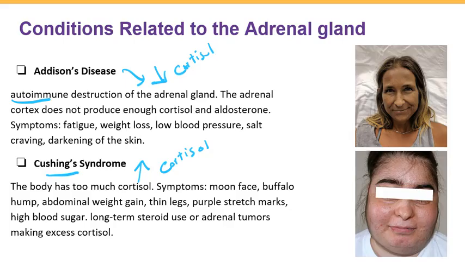Okay, so in summary, the adrenal glands are vital endocrine glands that help the body respond to stress, regulate blood pressure, and maintain electrolyte balance, while also producing small amounts of sex hormones. And understanding these glands and their hormones helps us see how important they are for overall health.